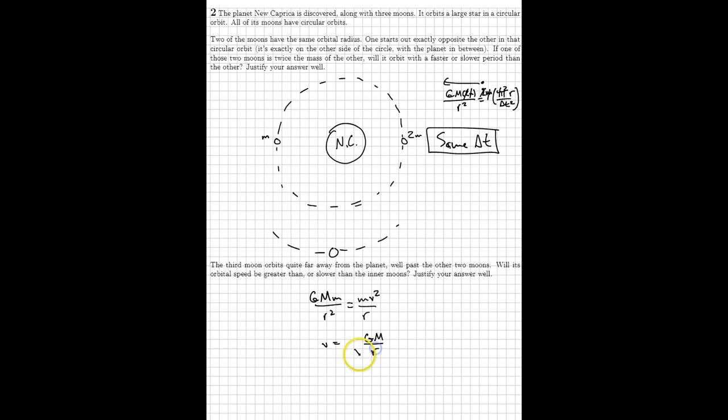So we'll get v equals the square root of GM over r. So in this case, the radius of this orbit is bigger, and this is the mass of New Caprica, which is the same for everything orbiting. So when the orbital radius is bigger, the orbital speed is slower.